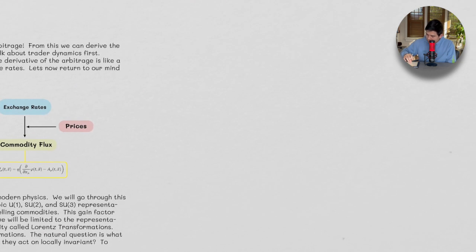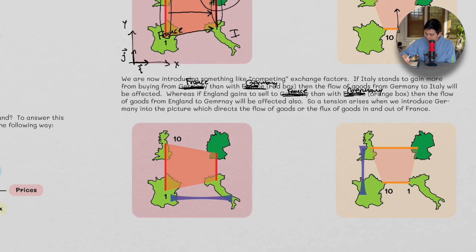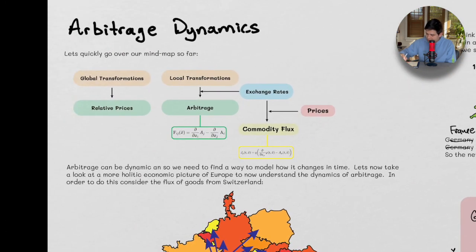And so that is what we have for this video. So now we've talked about how we can make sense of the link between our arbitrage and our commodity flux. And in the next video, we're going to dive deeper into this. Specifically, not arbitrage dynamics, but we're going to get closer to talking about trader dynamics and how this is going to help us understand things as well.